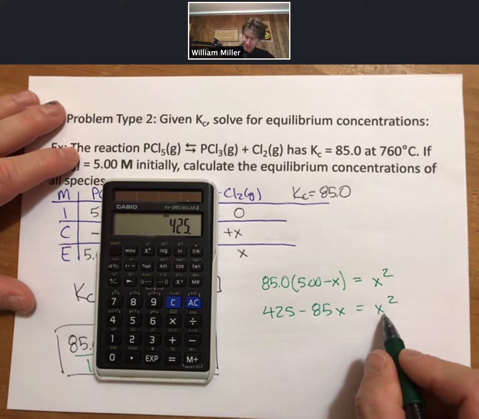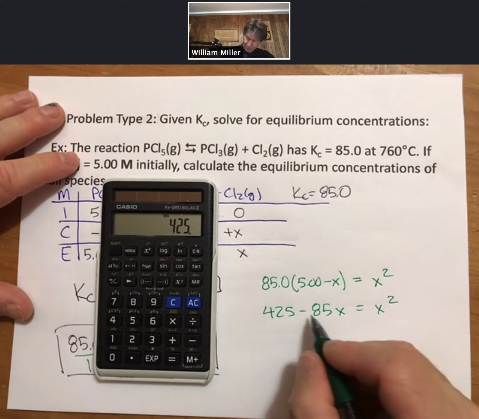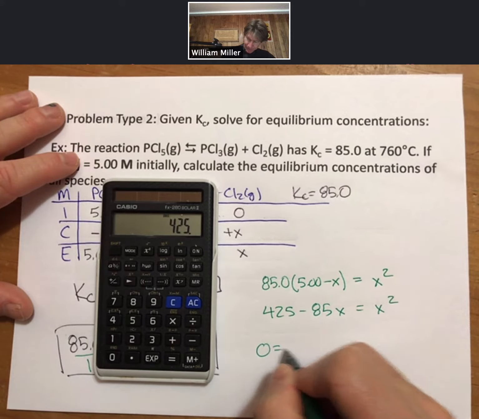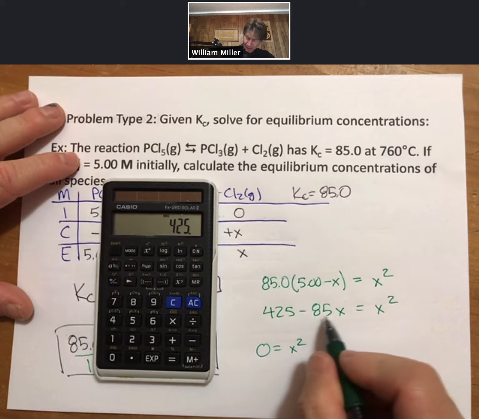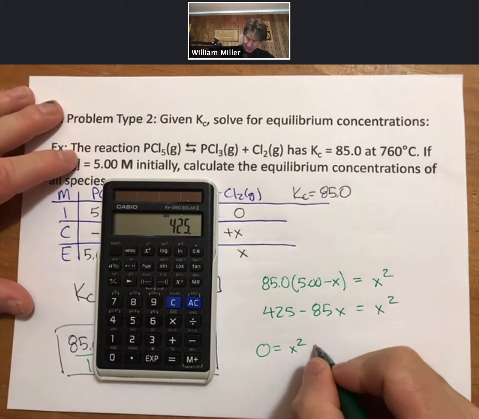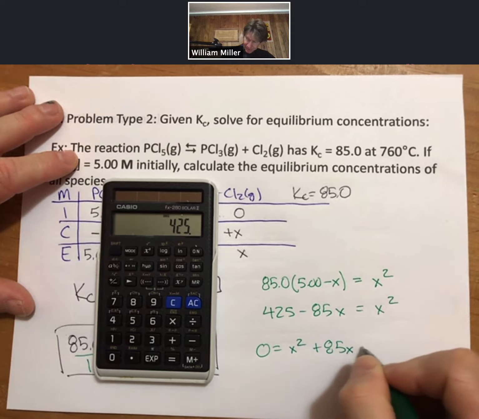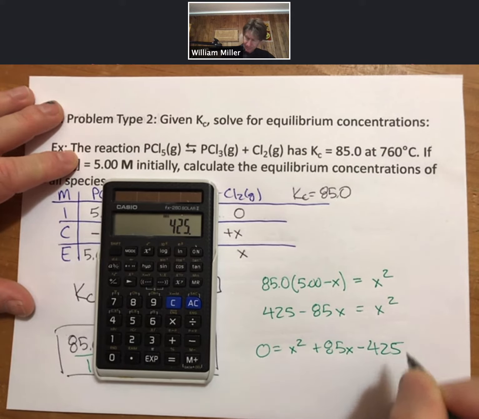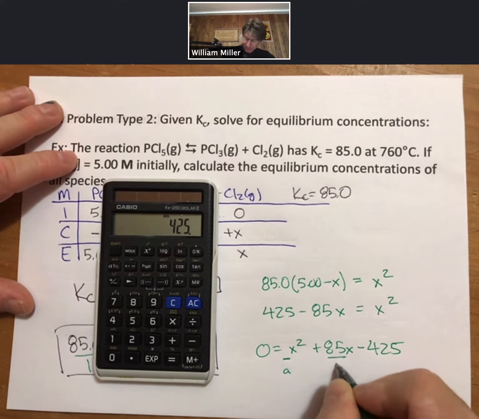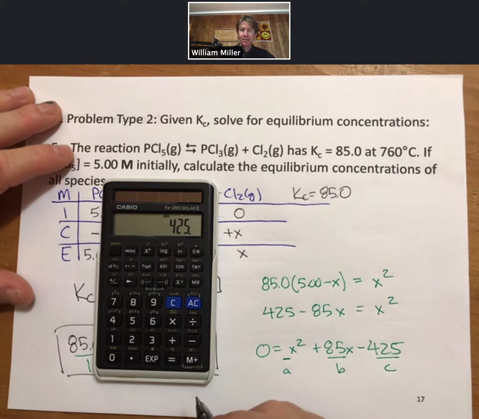It's got to be x squared. Well, let's see, I'm going to put everything over on the other side. So 0 equals x squared. And both of these, when they move over to the other side, will have opposite signs. Plus 85x minus 425. And then the numbers here are called A, B, and C.